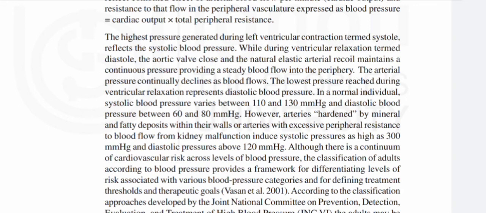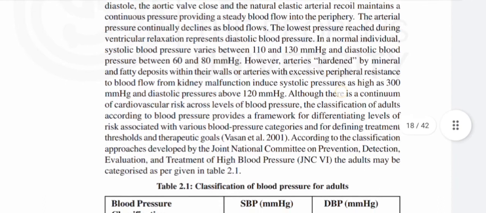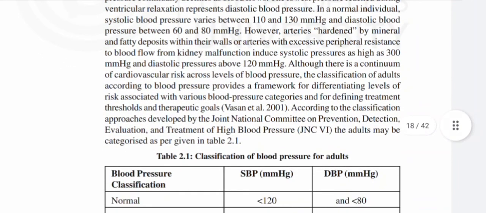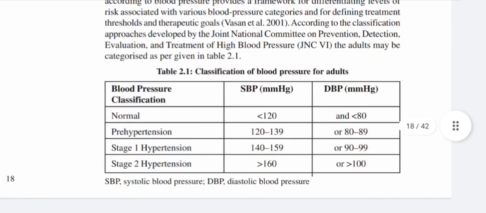Vasan et al. 2001. According to the classification approaches developed by the Joint National Committee on Prevention, Detection, Evaluation and Treatment of High Blood Pressure (JNC 6), adults may be categorized as per Table 2.1. Classification of blood pressure for adults. SBP means systolic blood pressure, DBP means diastolic blood pressure.